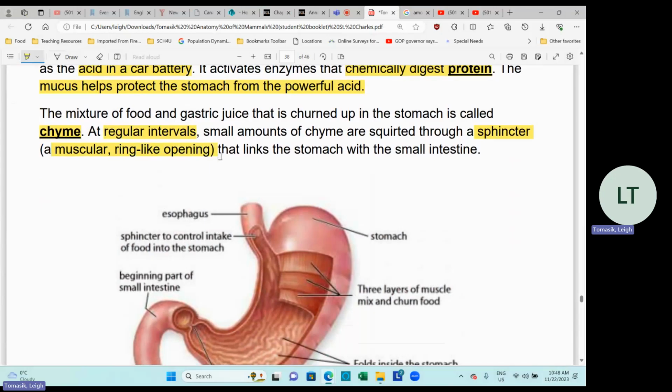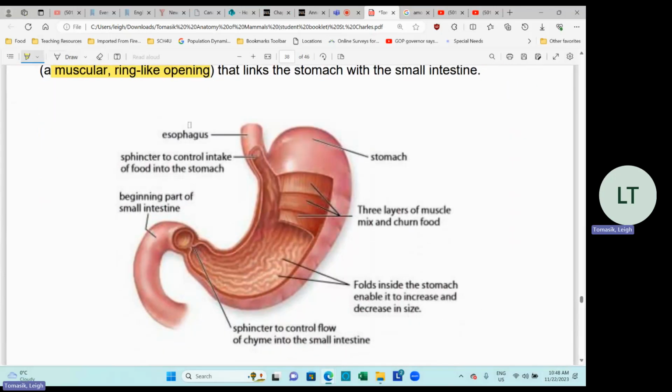Okay, so here we have a picture of the stomach. We have the esophagus at the top, and there are two sphincters. There is a sphincter at the end of the esophagus that controls whether food gets into the stomach, and there is a sphincter at the bottom of the stomach, which controls whether food can leave the stomach.